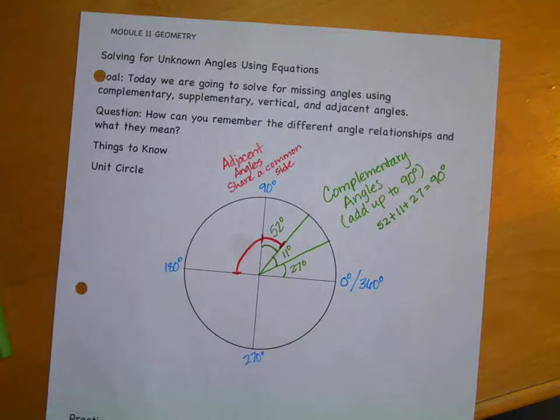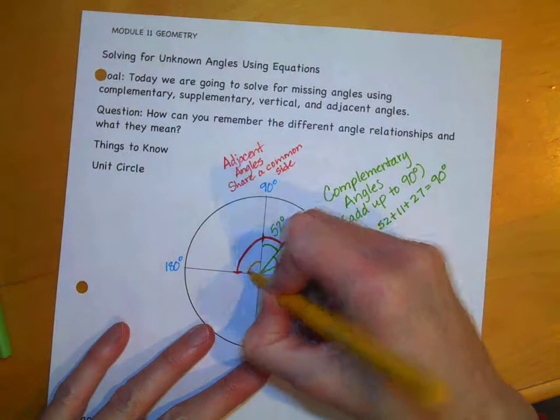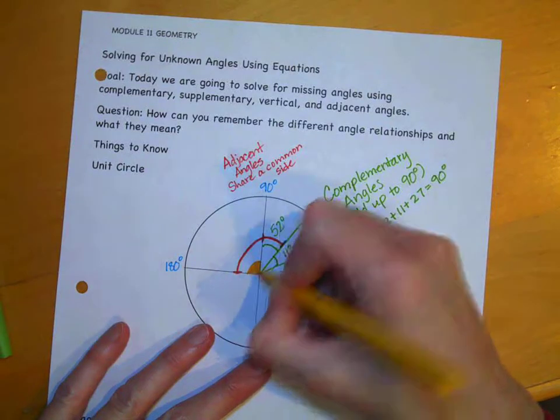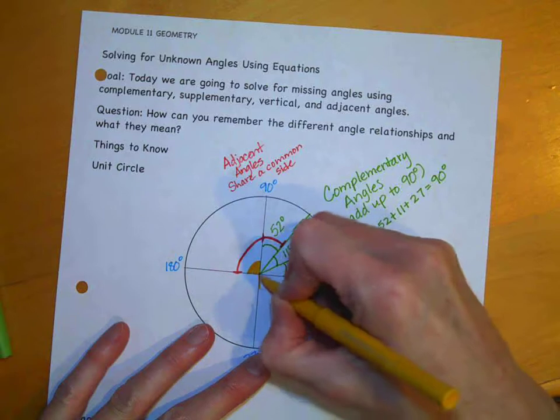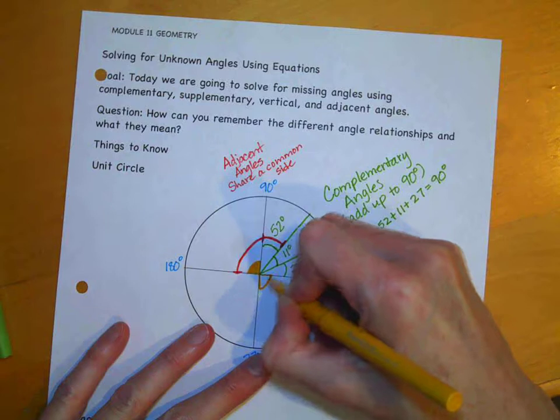The next one that I want you to recognize, because we've been talking about it quite a bit, is vertical angles. And we could say that this angle right here, I'm going to color it in down here so you can see it, this angle right here and this angle right here are known as vertical angles.